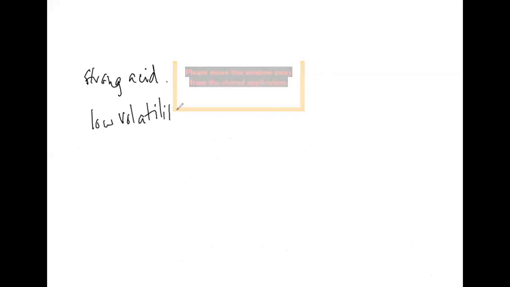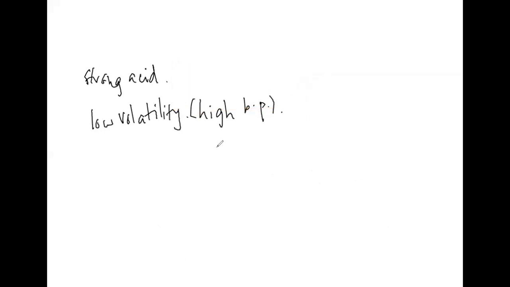Now, come to the properties of this particular one, sulfuric acid. What is the main purpose of this? It is acting as a strong acid. The main use of this particular one is as a strong acid. And the second one, it shows low volatility. Okay, that we'll see one by one. Low volatility means what? We can expect a high boiling point. High boiling point. Okay.